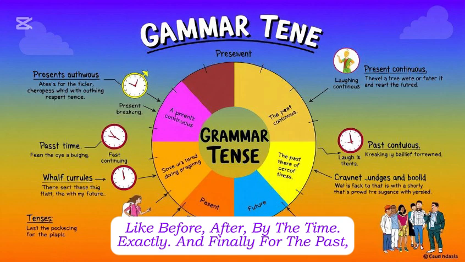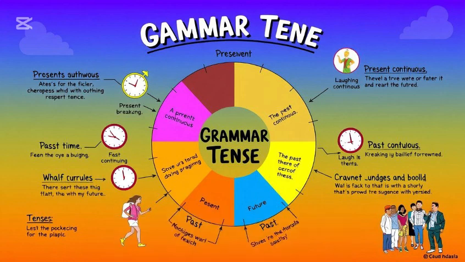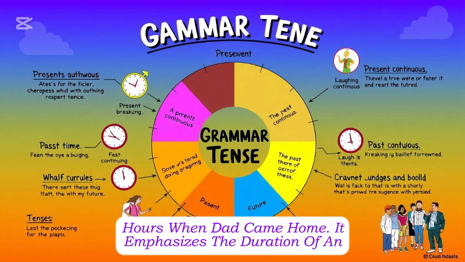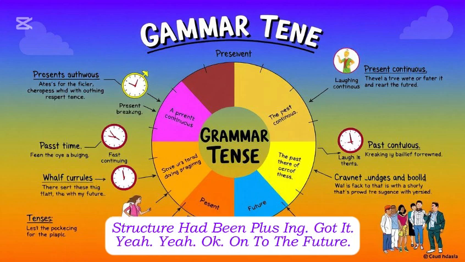Exactly. And finally for the past, past perfect continuous. So like present perfect continuous but pushed further back. Kind of, yeah. We had been playing games for hours when Dad came home. It emphasizes the duration of an action that was ongoing before another past event happened. Structure: had been plus -ing. Got it. Phew, okay.